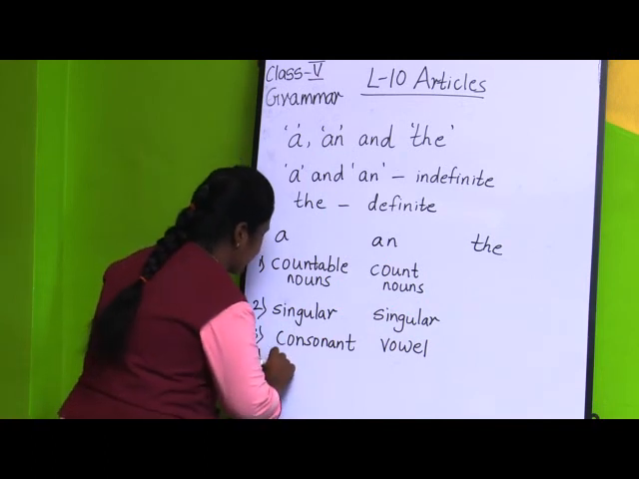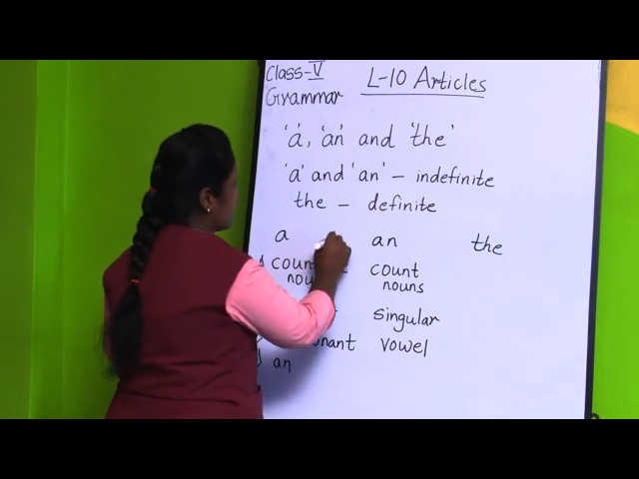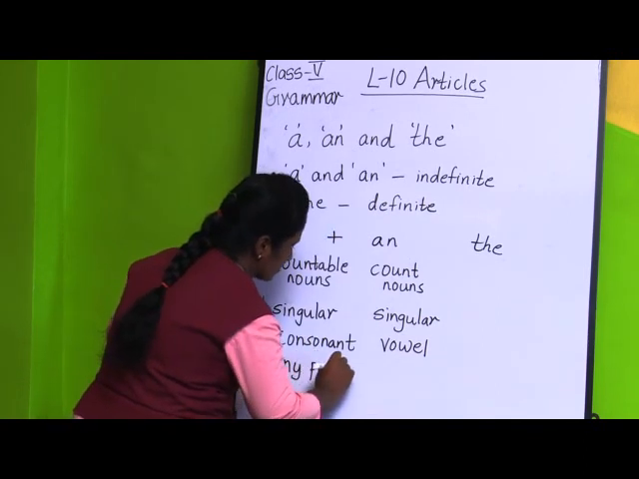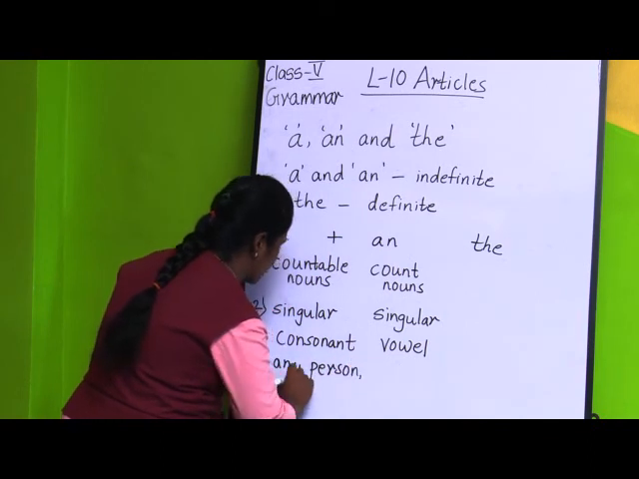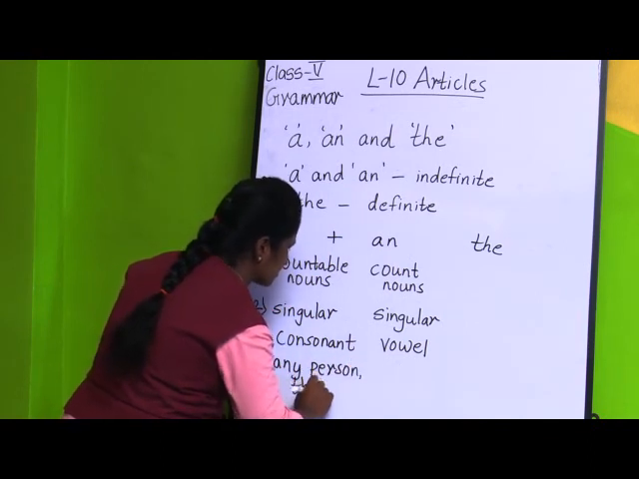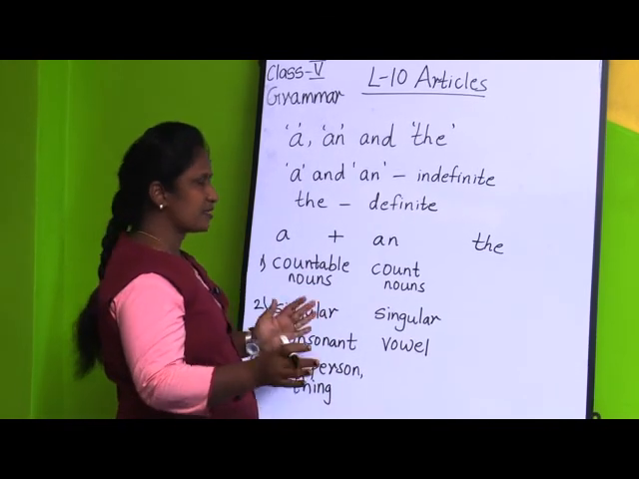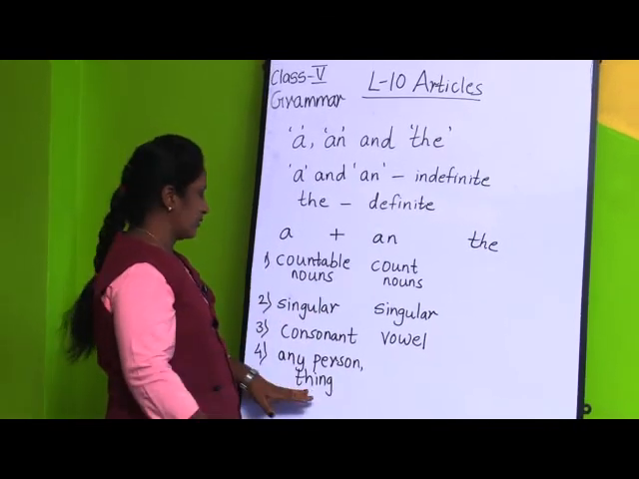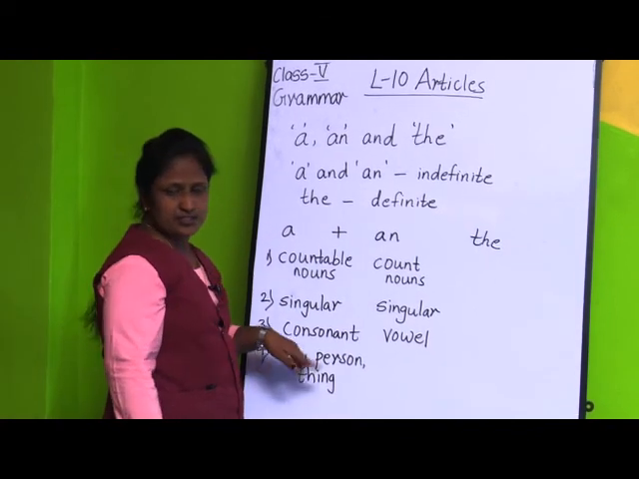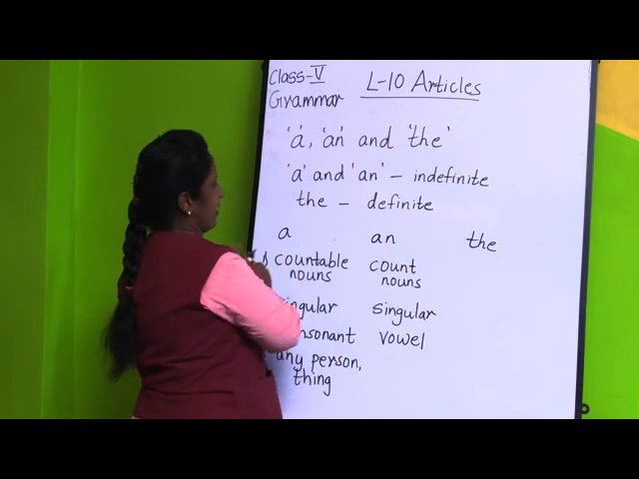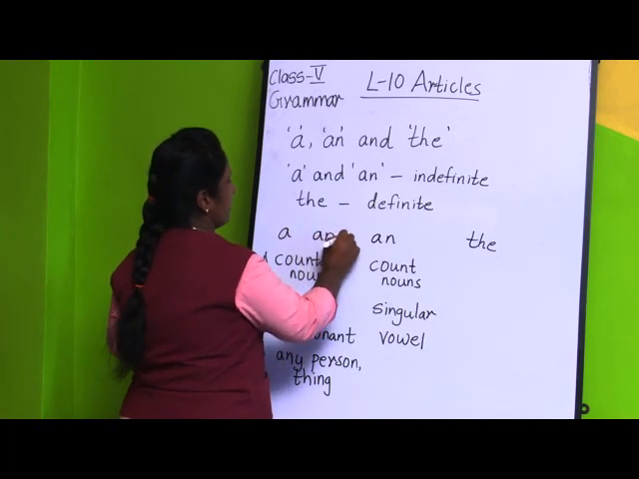Here we mean any person for both a and an, any person or thing. When we are talking about any person or anything, and we do not know the particular person or the particular thing, then we use a and an.